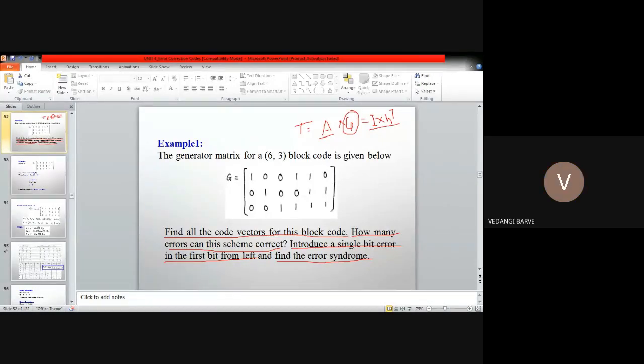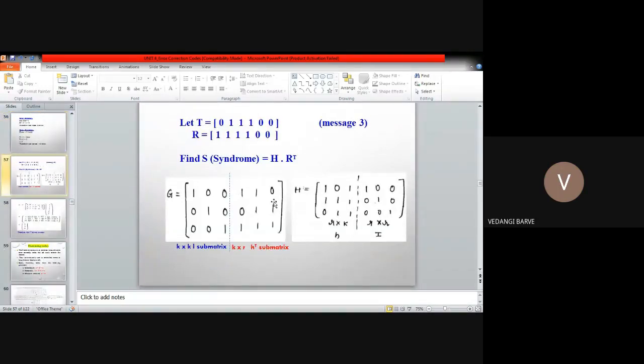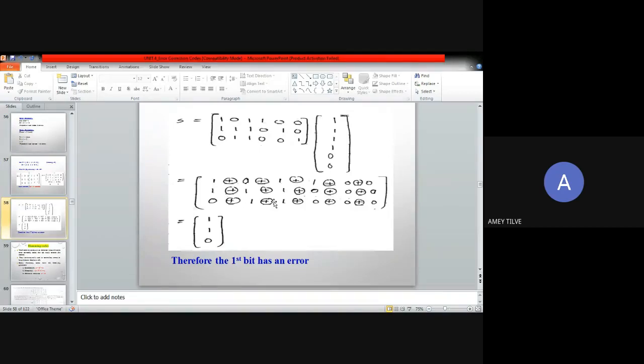So in the last step, we got the matrix as 110. Correct. We compared H and found that the first column is the same as the answer. Yes. But then how did you come to know that the error is in the first bit? I didn't understand this step basically.